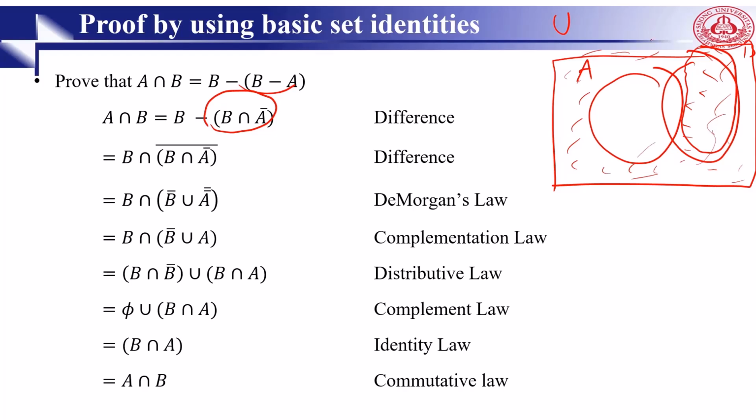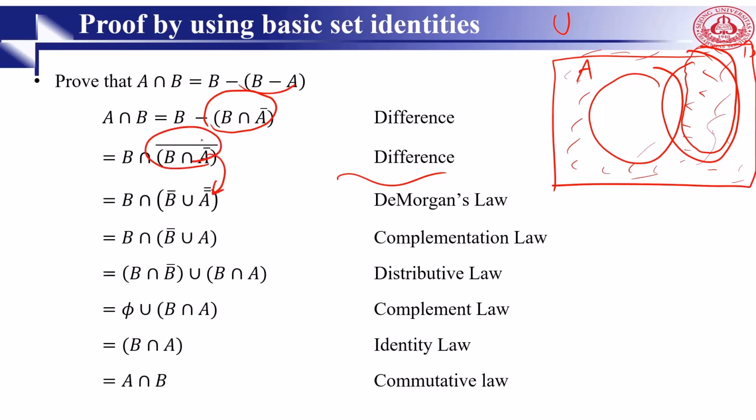Then we can write this part as B intersection with the complement of this one. The complement of this one is the rest, right? Using the difference definition that we have. Then using De Morgan's law, if you remember, the complement of something will change the operation: if it is union, it will be intersection. If it is intersection, it will be union. So this one will be rewritten as this one.